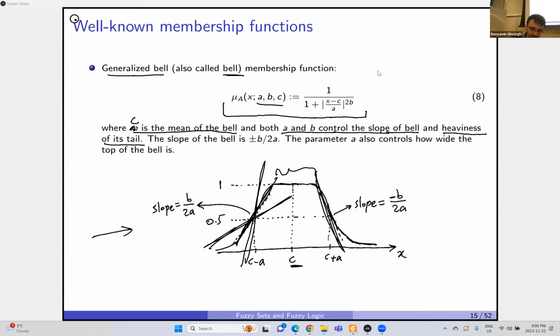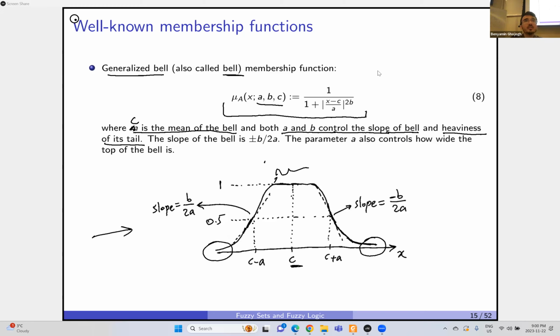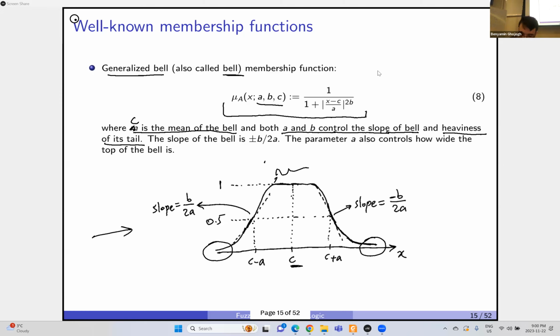Also, what is heaviness of tail? What do I mean by heaviness of tail? This. How soon it goes to 0. Whether it has heavy tails or not. Yes. Okay. These are slow.